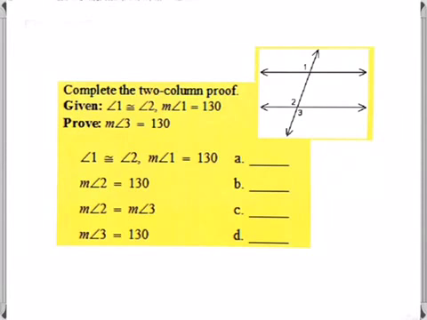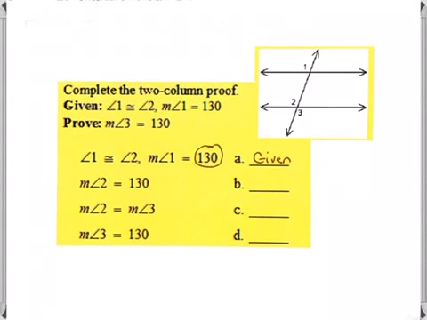Here we want to complete the two-column proof. We're given that angle 1 and 2 are congruent, and the measure of angle 1 is 130. So in this case, we have a given, so our first step is given. Clearly the same as what's written there. We want to prove that the measure of angle 3 is 130, so we've got some work to do. Well, in the next step, they tell us the measure of angle 2 equals 130.